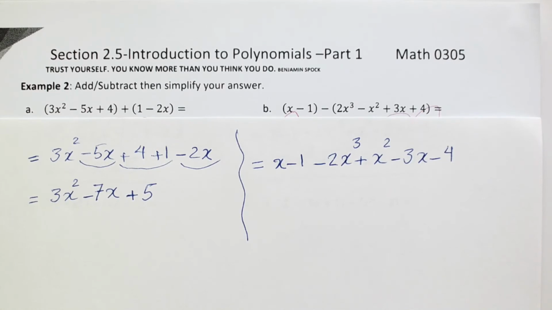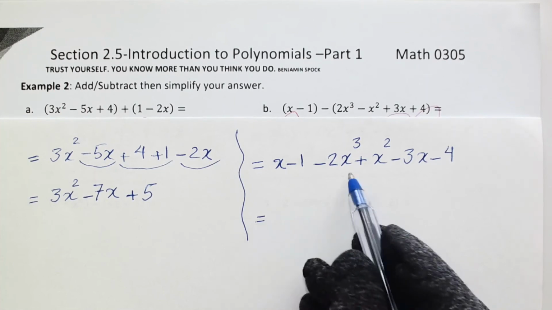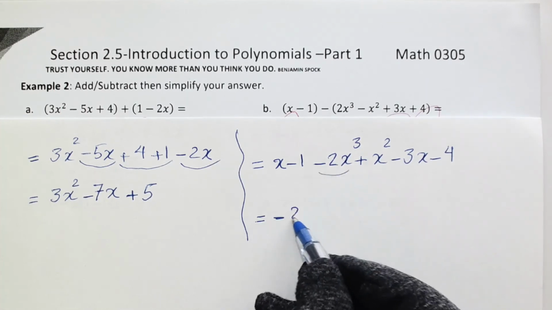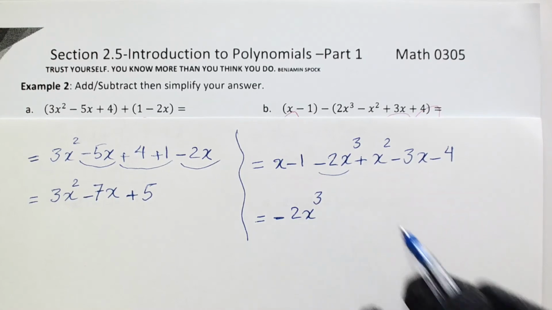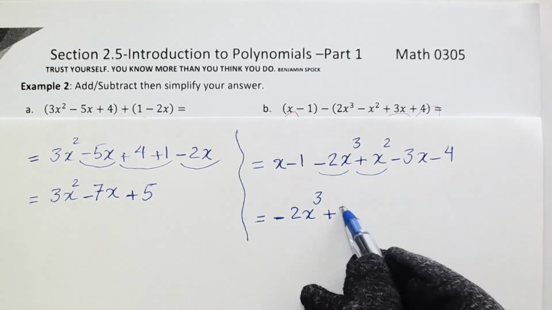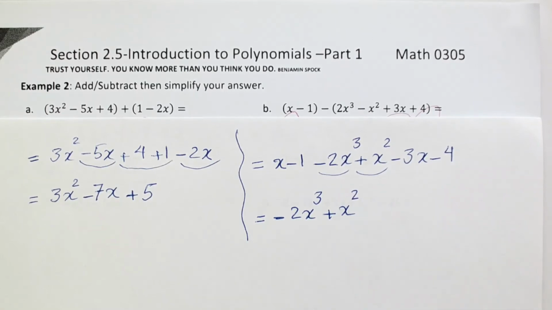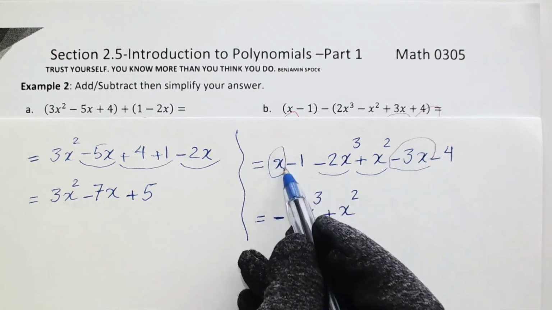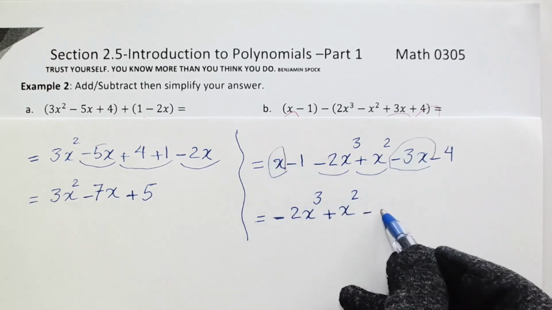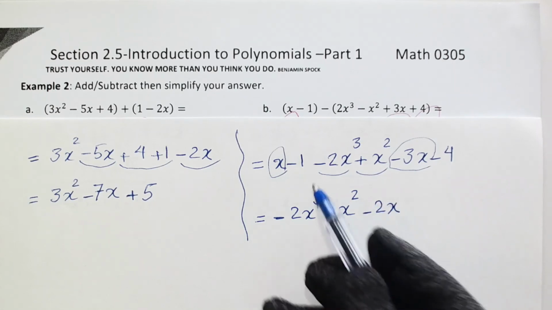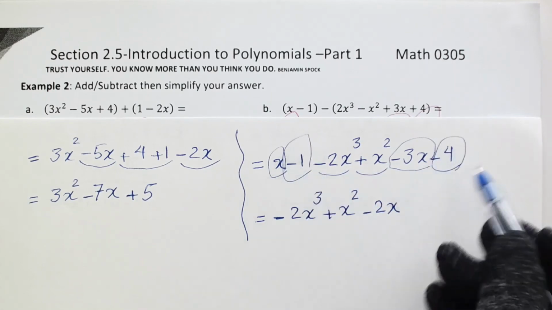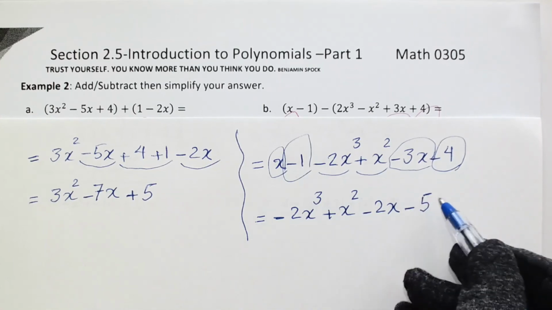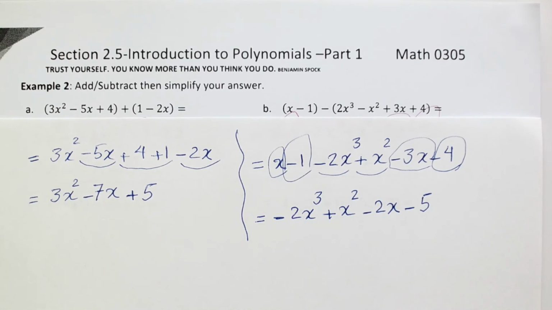Now it looks exactly like addition. We try to find like terms. Negative 2x cubed doesn't have any similar term. Positive x squared doesn't have any similar term, so we write those too. Now negative 3x and x are similar terms, so negative 3x plus x is negative 2x. And then negative 1 and negative 4 are constants, so negative 1 minus 4 is negative 5. The final answer is another polynomial.